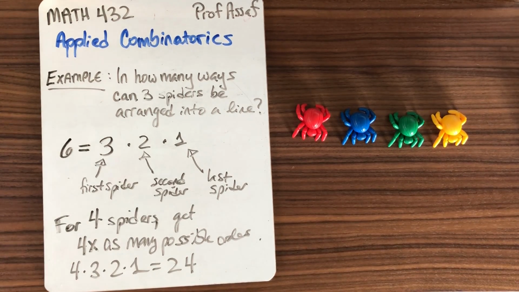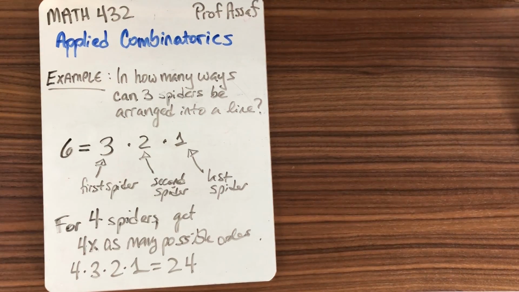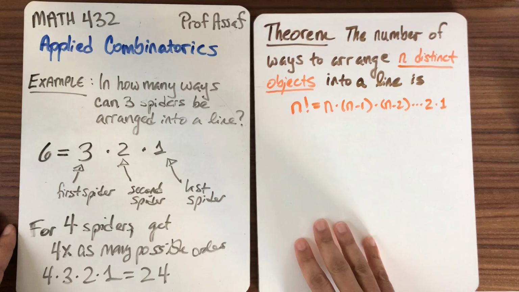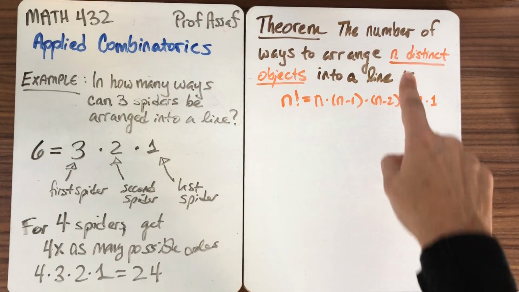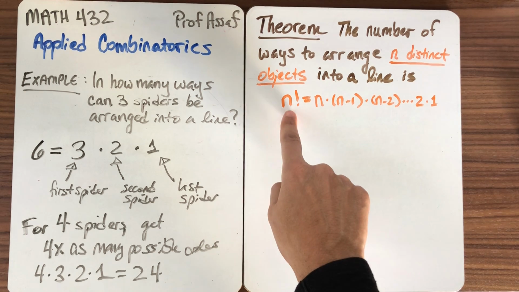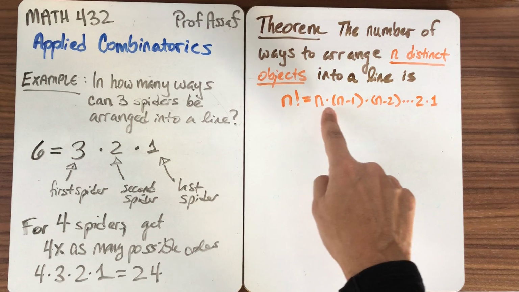And then, of course, there's nothing special about the number 4 here. We can keep going, and we can generalize this to an arbitrary number of spiders. And when we do that, what we're going to get is the following theorem, which is how we enumerate linear orders. The number of ways to arrange n distinct objects into a line is n factorial. So n factorial is a definition. It's not a formula. It's an algorithm.